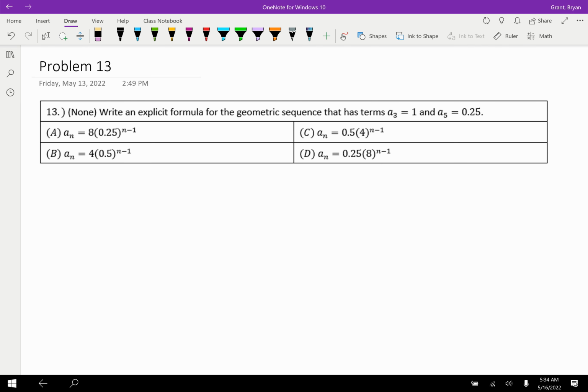So, write an explicit formula for the geometric sequence that has terms a sub 3 equals 1 and a sub 5 equals 0.25. Okay, let's break this down. First, they're asking about an explicit formula. An explicit formula is just a typical formula, right? A regular formula that you're used to. A geometric sequence is a fun way to say an exponential formula. A geometric sequence has the pattern that you multiply by a common ratio every time, and that's what we call exponential. It's just kind of a fancier, different way to say exponential.